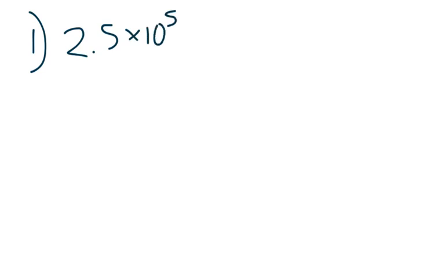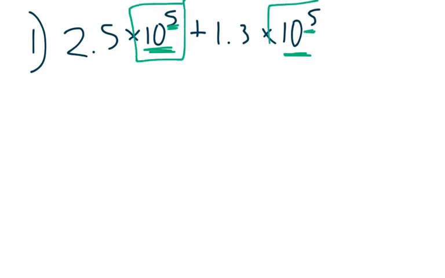So the first example I'm going to go over is an addition one, where we have 2.5 times 10 to the 5th plus 1.3 times 10 to the 5th. With addition and subtraction, it's all about noticing this: do we have the same exponent? And we do. This is pretty much locked in place until the very end, and usually will stay locked in place. So at the very end, this is going to be times 10 to the 5th.